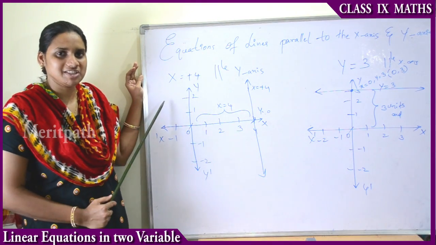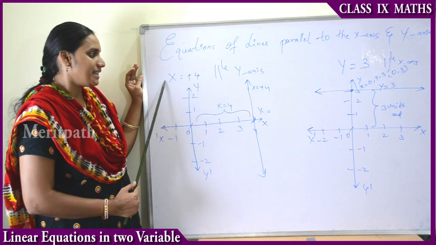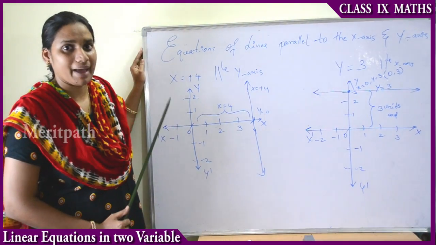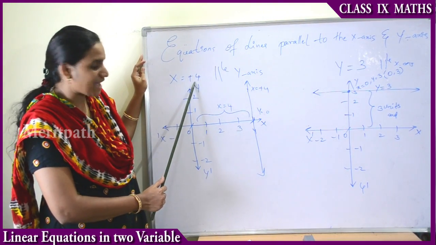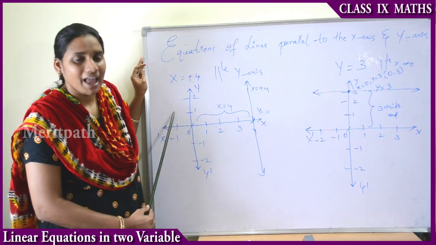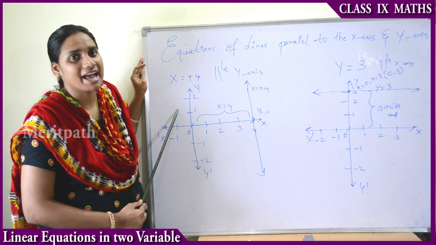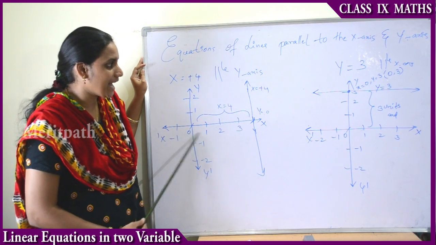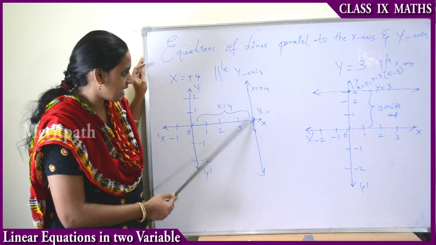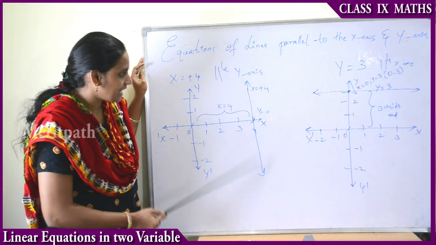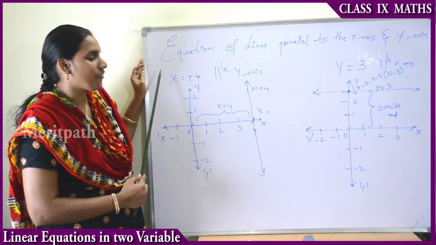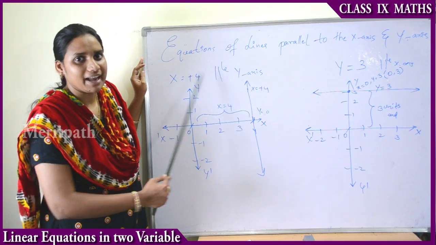Now let us see one equation, that is x equals plus 4. This equation is parallel to the y-axis. Now let us see how it will be parallel to the y-axis. When x equals 4, that means on the x coordinate it has 4 units of value, and at the same time on the y coordinate it has 0 value. It will be represented in such a form, that is x equals 4 units and y equals 0, which will be in the form of a line exactly parallel to the y-axis. The representation of x equals a will be parallel to the y-axis.